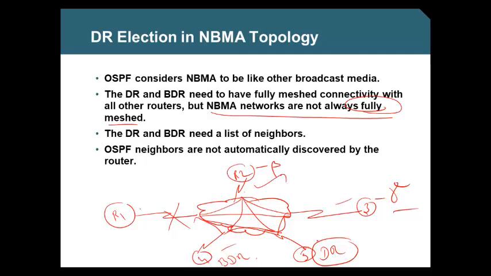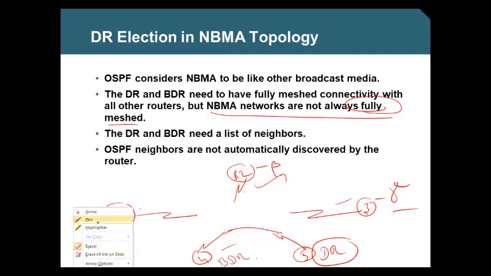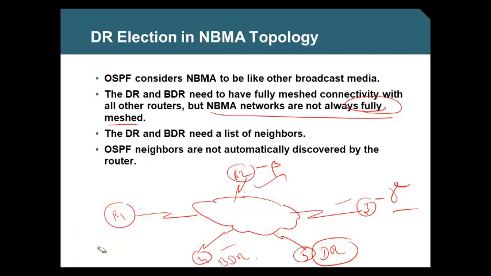Most of the time in the real world, it is only hub and spoke. So the DR BDR needs a list of neighbors. You don't have all neighbors. OSPF neighbors are not automatically discovered also. Yeah, this is a very important point. I'll be emphasizing this in the next class. Neighbors are not automatically discovered. But I want you to be comfortable with these 2 points.